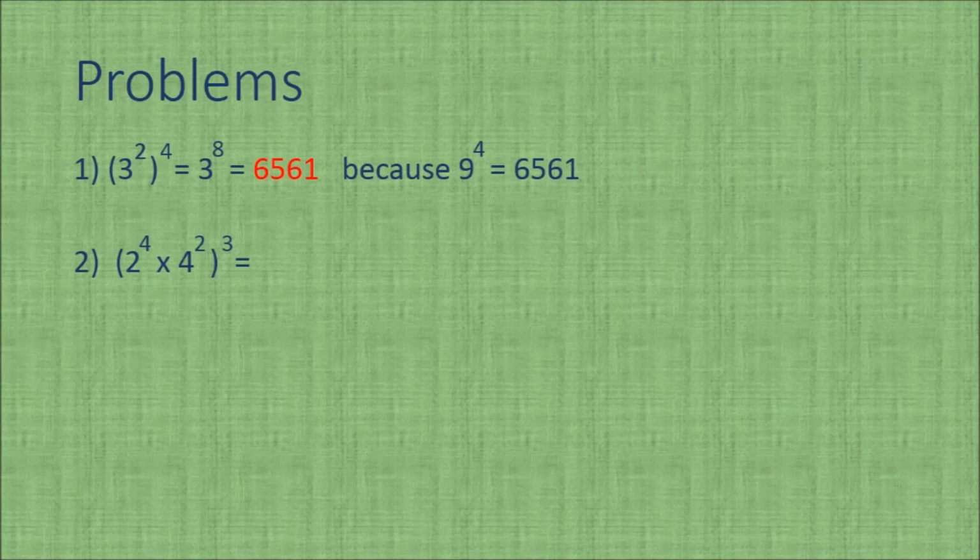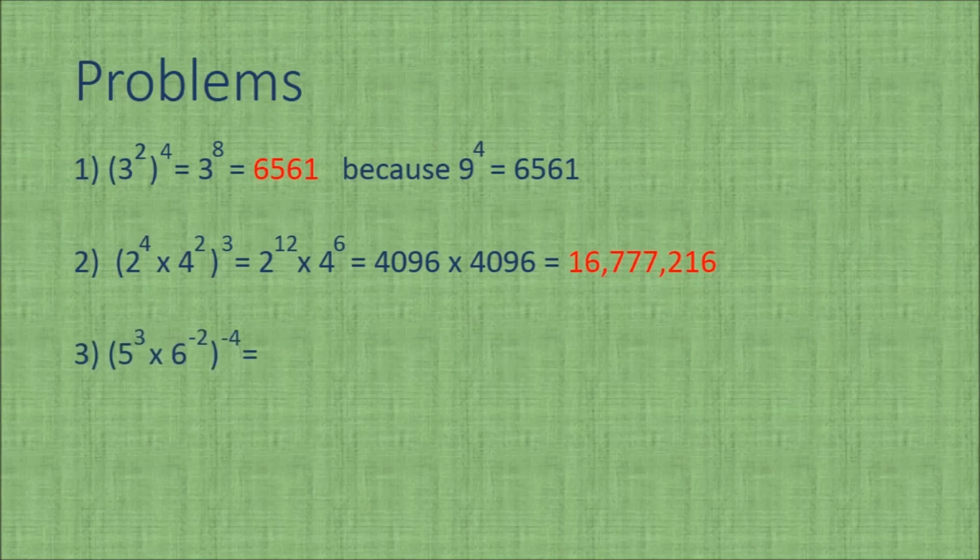So here you'd multiply the 4 by 3 and the 2 by 3, and then you end up getting 2 to the 12th times 4 to the 6th. When you do those out, this is just a coincidence, but you happen to get the same number, 4,096 times 4,096, and when you multiply those two together, you get 16,777,216.